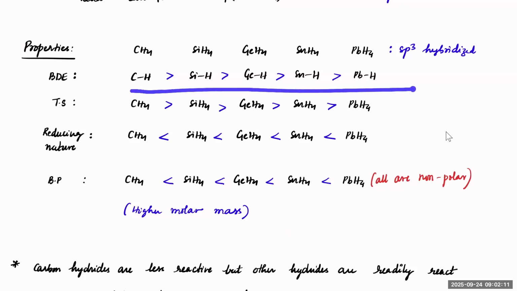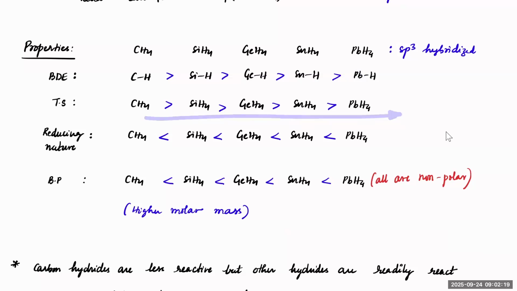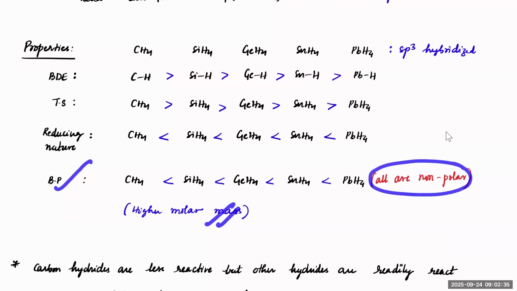Obviously down the group, the bond dissociation energy decreases because lead being larger in size, it is easier to break. Thermal stability will also decrease down the group. Reducing nature increases down the group because the bond itself is weaker, so that means it can provide hydride more easily. And since they are all non-polar, boiling point mainly depends on molar mass. Higher molar mass, higher is the boiling point. That's why PbH4 will have high boiling point. All of them have equal bond angle. Remember that 109 degrees 28 minutes.